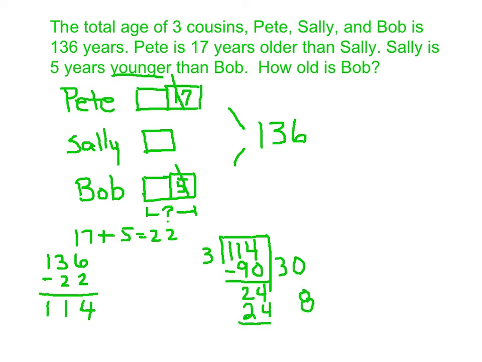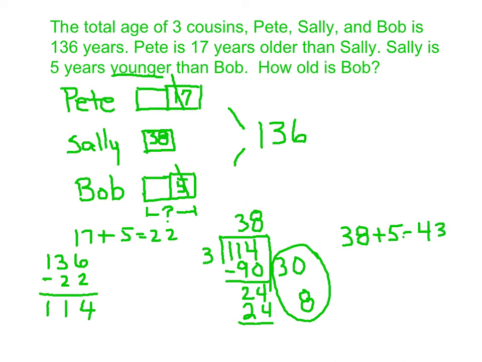That would be 38. So inside of each box, or each box represents 38. But my question is how old is Bob? So I know that 38 plus 5 is equal to 43. So Bob is 43 years old. Very good.